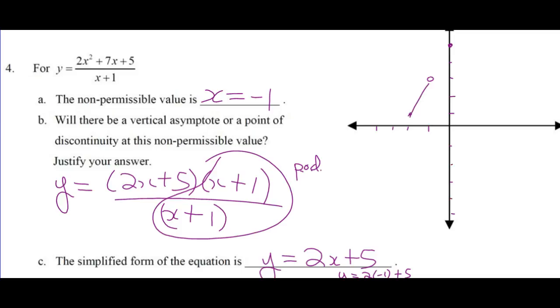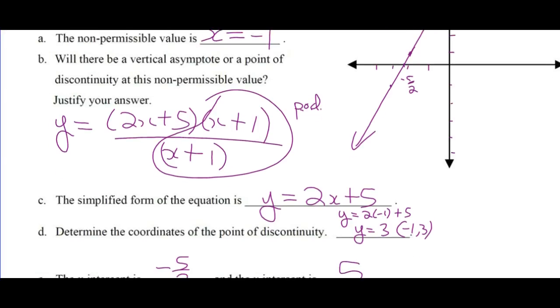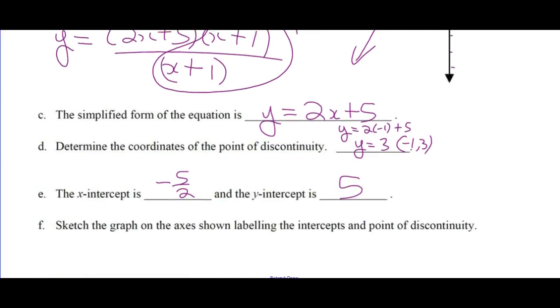Go down 2 and over 1. There's another point. So I'm going to draw this like this. And then 2x, 1, 2. And so on. Okay, so this is -5/2. This is 5. Okay, so we've got our, what did it say, label the intercepts and the point of discontinuity. So if we want to label that, we can throw the coordinates on there. It's the point negative 1, 3, or rather the lack of a point there.